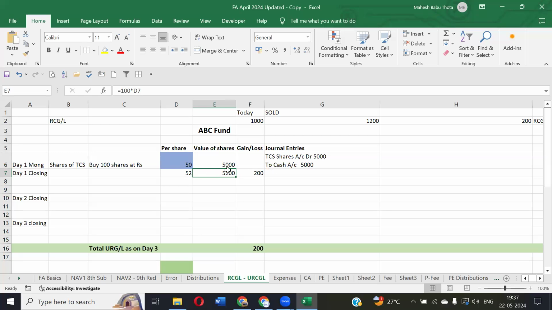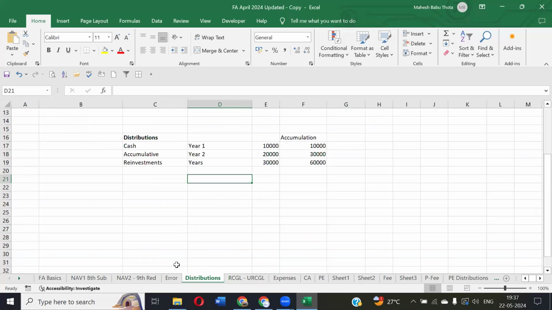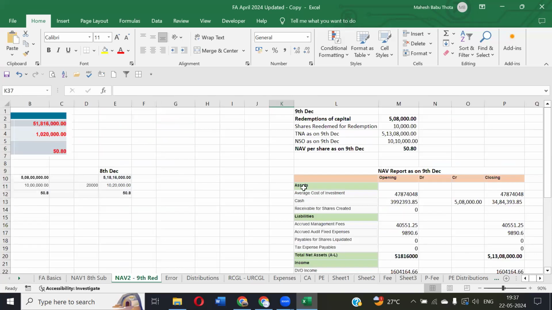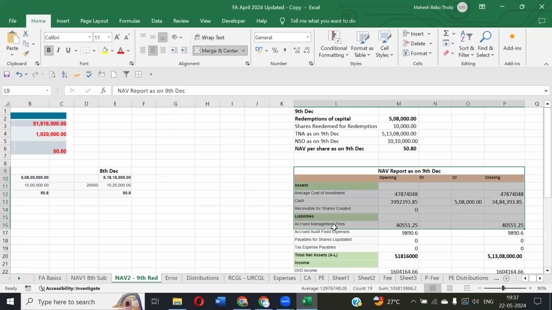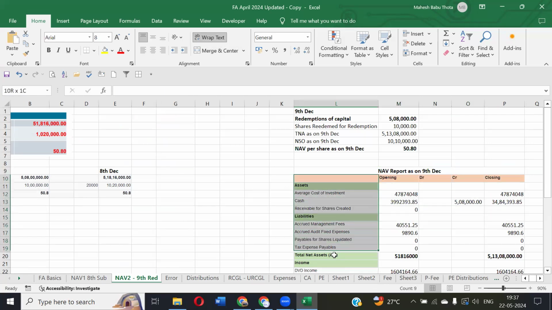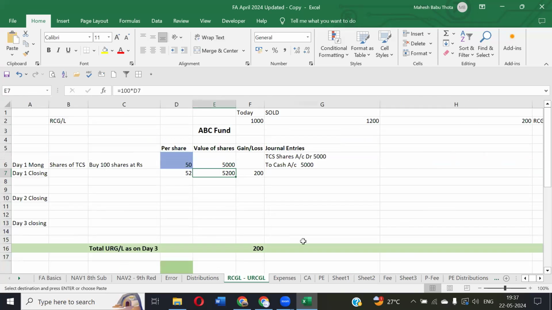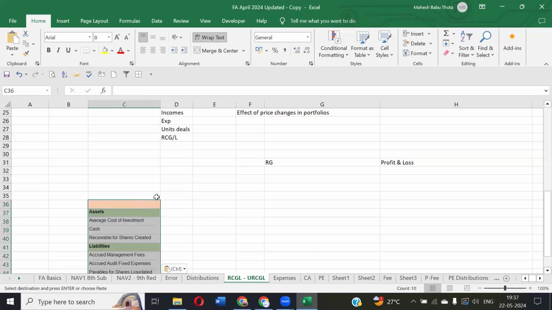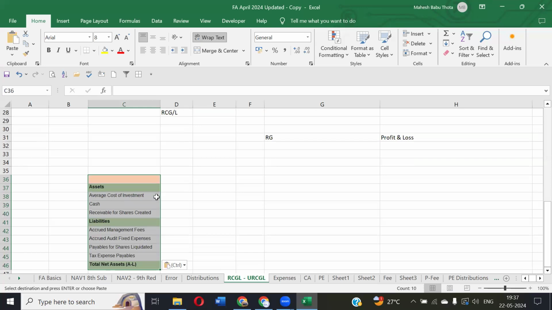Now tell me, as an ABC fund holding these investments, suppose if you observe this balance sheet, let's go back to the previous balance sheet where we were discussing. Here, we have this balance sheet, right? Average cost of investment and all. Let's assume the same example. I'll take this example. Give me a minute, guys.